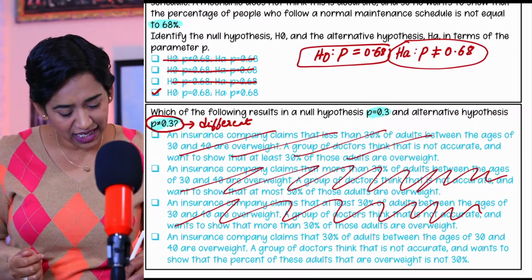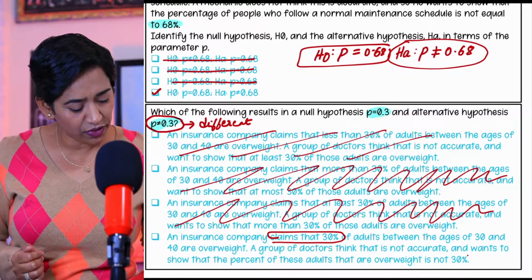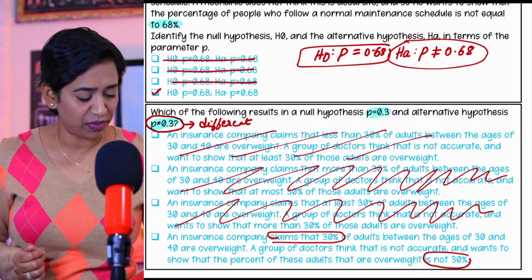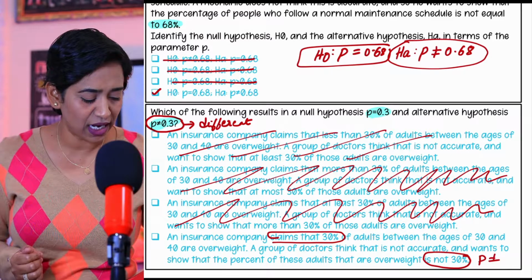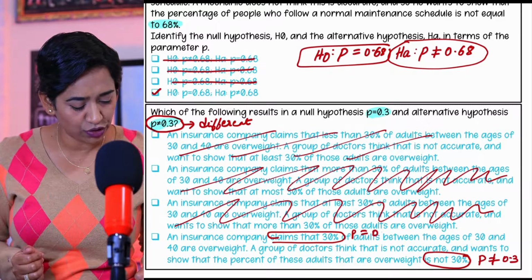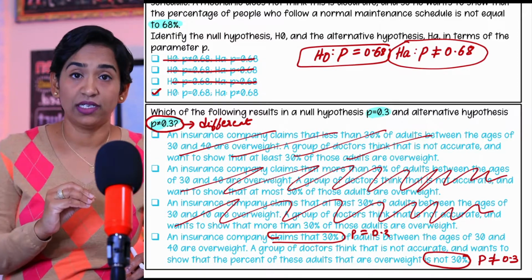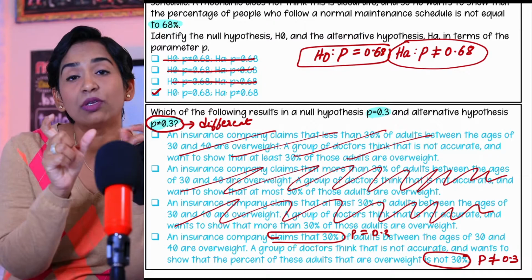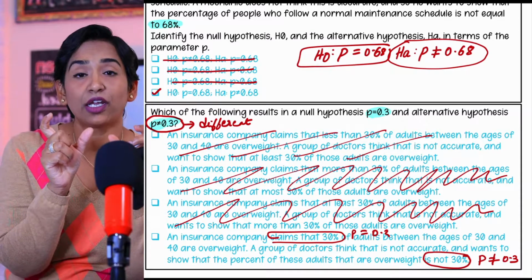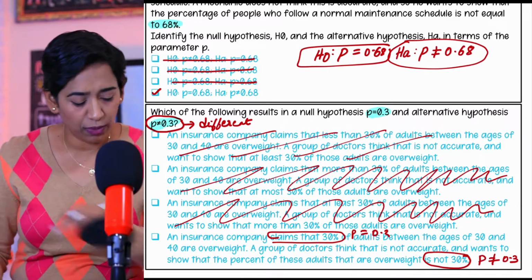So what they're saying is, here they're claiming it is 30% and here the doctors want to show it's not 30%. So that means they want to show it's not 0.3 and here they want to show P equal to 0.3, which is our null and alternative. So in my null it says equal to, alternative it says not equal to. So you only look for those keywords. Let's do one more problem.